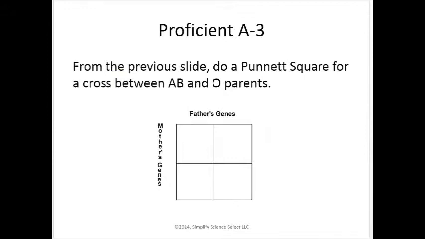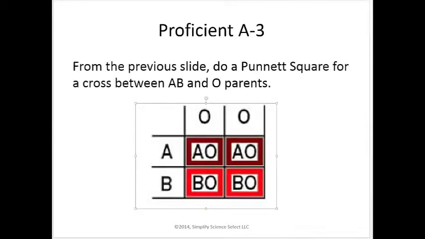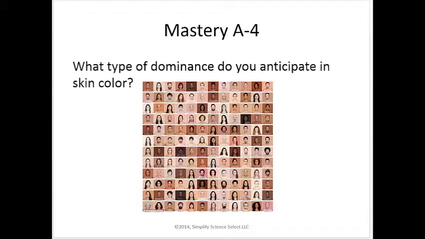Okay, so from the previous slide, let's do a Punnett square for a cross between AB and O parents. Interestingly, in this case, we have 50% of kids with A and 50% of kids with B. We don't have any chance of any offspring looking like the mother or looking like the father. It's interesting. If you had to make a prediction, what kind of dominance do you anticipate happens in skin color?